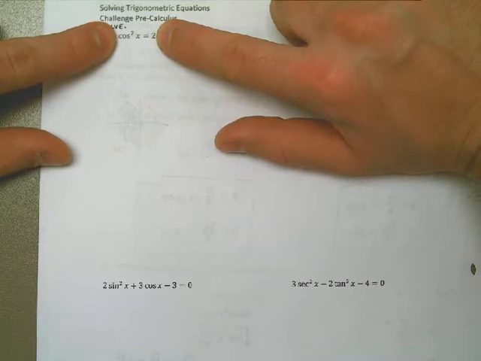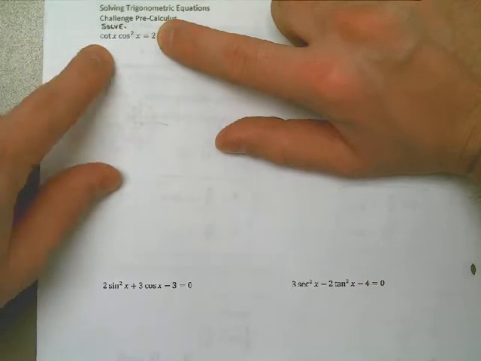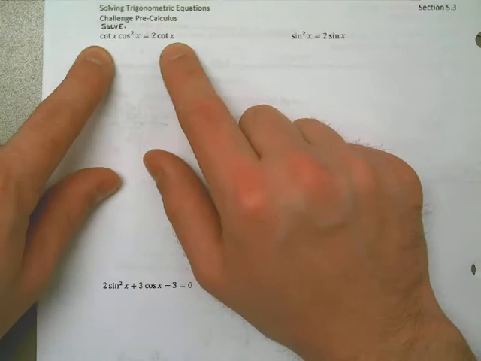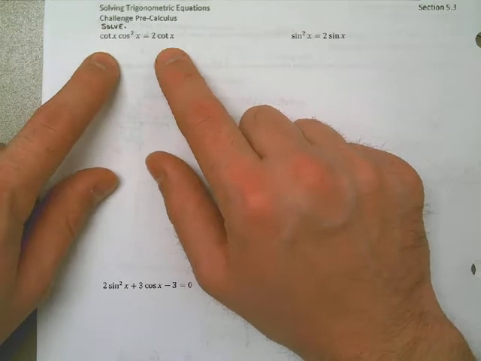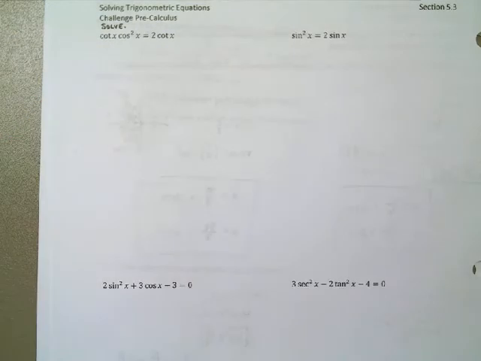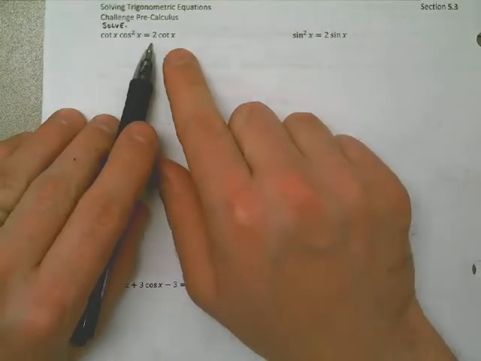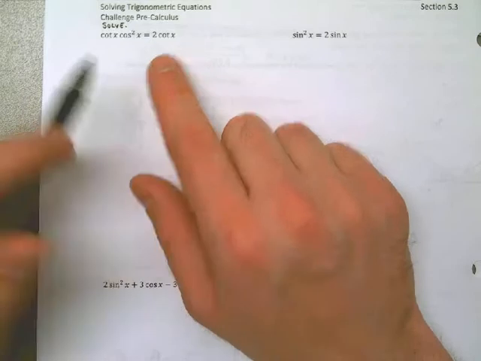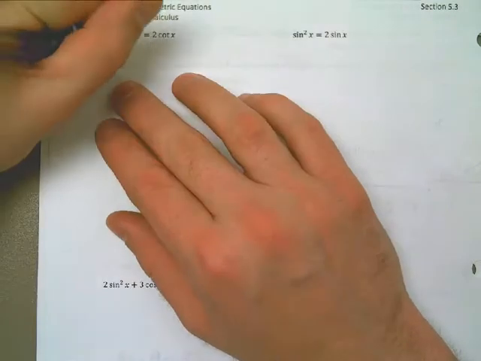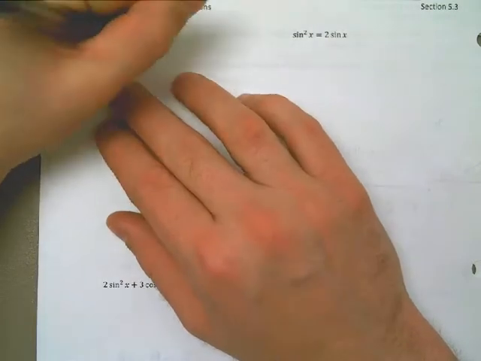And the fact that you divided the cotangent out is why we got rid of the real answers to this problem. Okay, so we cannot divide cotangent out in this situation. Instead, what we have to do is subtract the 2 cotangent x from both sides, so we can set it equal to 0 first.